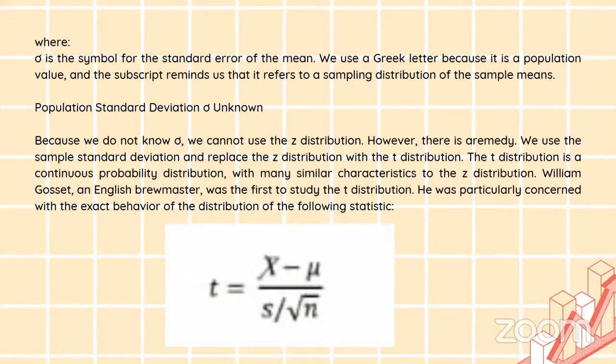Population standard deviation unknown. We cannot use the Z distribution. However, there is a remedy. We use the sample standard deviation and replace the Z distribution with the T distribution. The T distribution is a continuous probability distribution with many similar characteristics to the Z distribution. William Gossett, an English brewmaster, was the first to study the T distribution. He was particularly concerned with the exact behavior of the distribution of the following statistic.